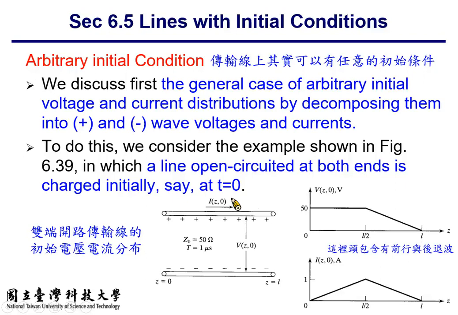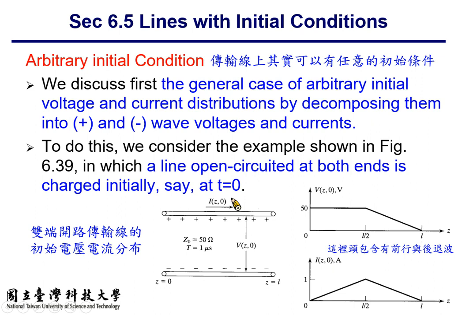Okay, let's begin our discussion about section 6.5, lines with initial condition. So far we have discussed the behaviors of signals on the transmission line, and up to now we all assume that there are no signals on the line, which means the transmission line is not charged, contains no energy.